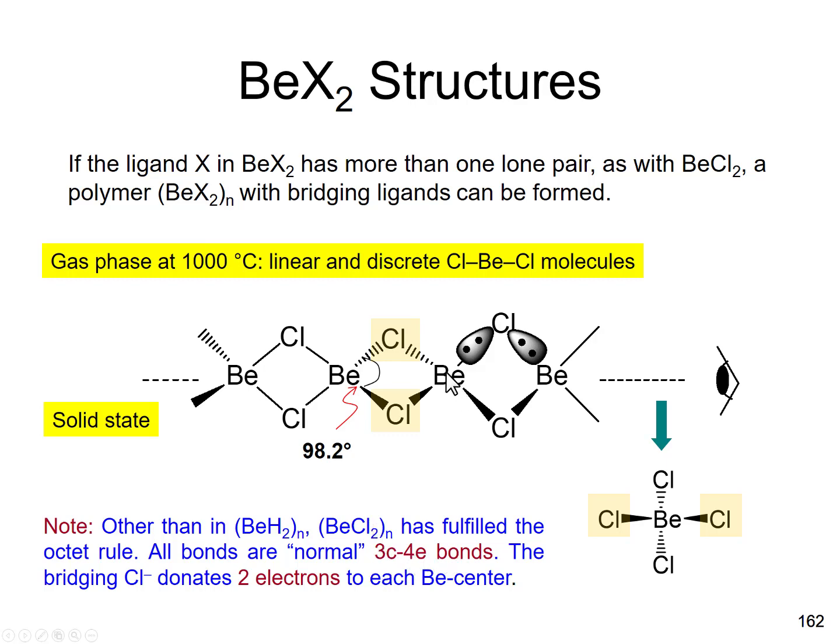Again, we can look at this depiction. You have 3 centers, beryllium, chloride, and beryllium. And the chloride utilizes 2 of its lone pairs, which contain 4 electrons, to form this interaction. So overall, you have 3-center 4-electron bonds, which are pretty normal bonds. So the bridging chlorido ligand donates 2 electrons to each beryllium center. Overall, it acts as a 4-electron donor.